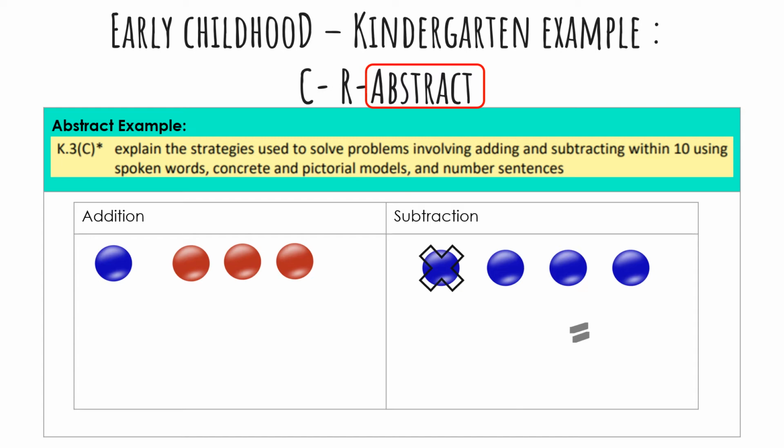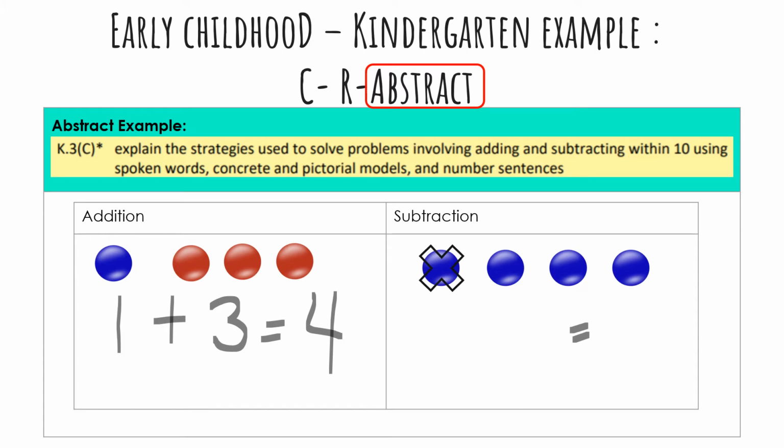Okay, so we are going to explain the strategies used to solve problems involving addition and subtracting within 10 using spoken words, concrete, and pictorial models. And now we are going to introduce number sentences. So for addition, I have an example where I have 1 blue dot and 3 red dots. To go back to our previous standard where we join these two blue and red dots, we can now show the number sentence of 1 blue dot plus 3 red dots equals a total of 4 dots total.